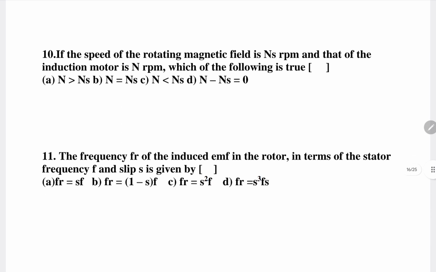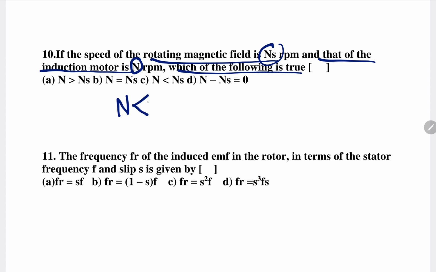Next, if the speed of the rotating magnetic field is ns and that of the induction motor speed is n, which of the following is true? As already we told, speed of the induction motor is always less than the synchronous speed. Rotor cannot catch the synchronous speed. If the rotor is catching the synchronous speed, rotor will not be rotating. There won't be any torque on the rotor of the induction motor. So n value is always less than ns.